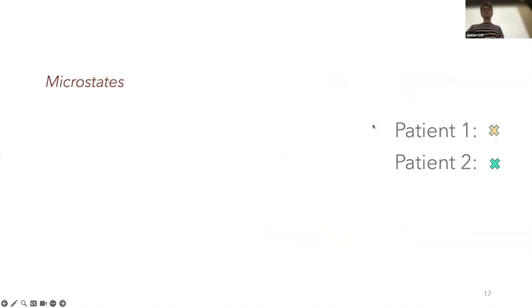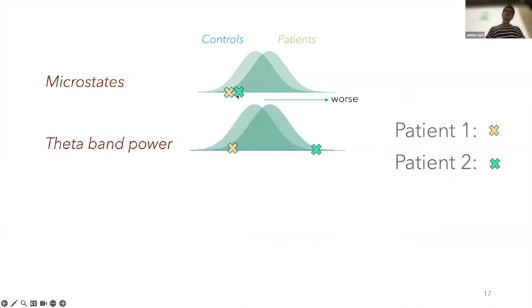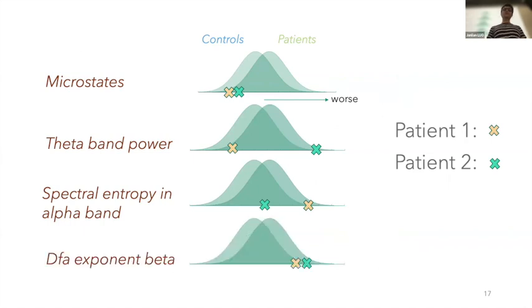So what this could tell us is, for example, if you analyze your data with a method like microstates, you would find that these are two example patients. You would see that in this case they would have lower values compared to controls. Then you analyze this with another method, and patient 2 in this case is very much impaired. Then you change your analysis and now you find a different result. And every time you find a different significant result, you will have very different results compared to other methods.